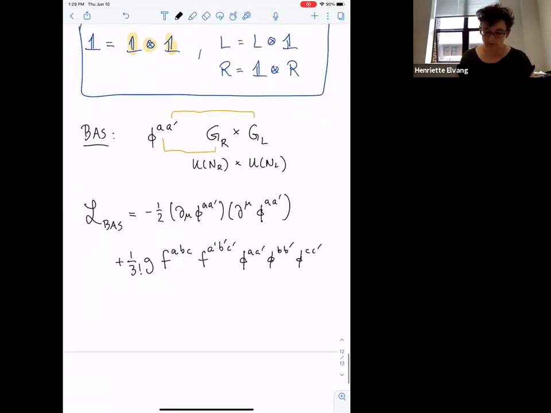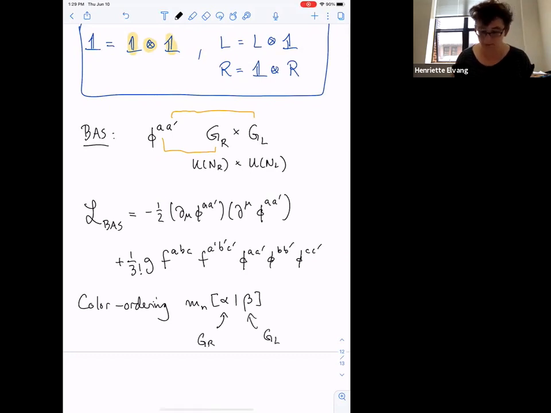Okay, so the amplitudes of this theory have a color ordering, and they're color ordered with respect to both the right and the left. I'll denote the three-point amplitudes in this theory by M. And so they carry a double color ordering. This is with respect to the right, and this is with respect to the left.